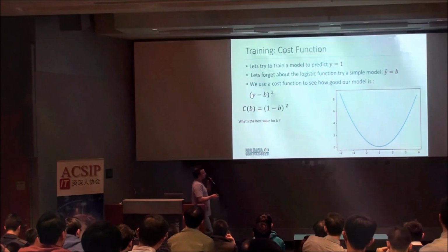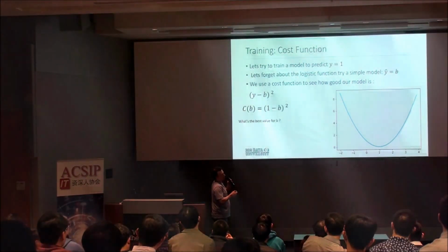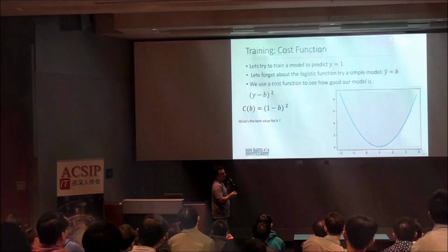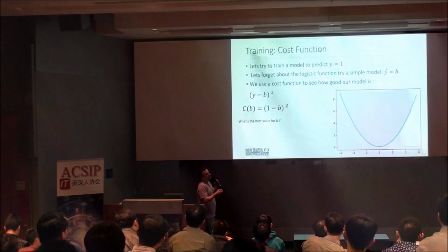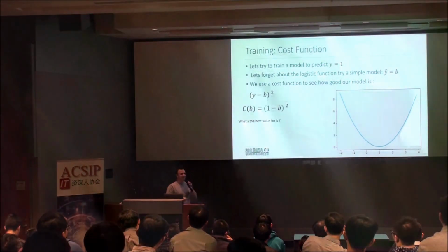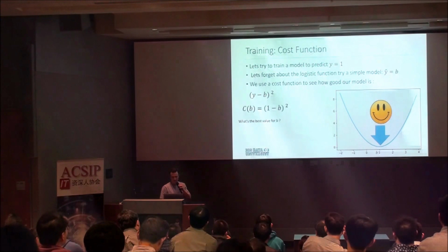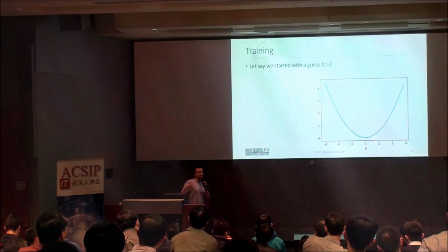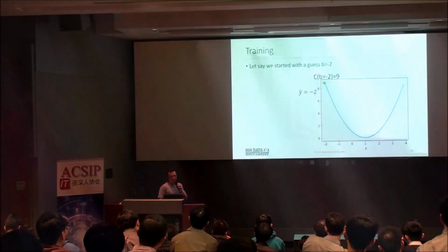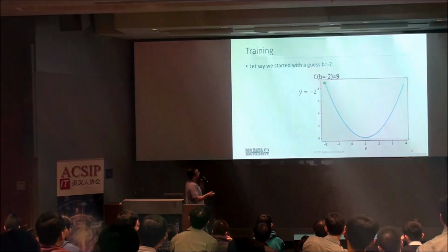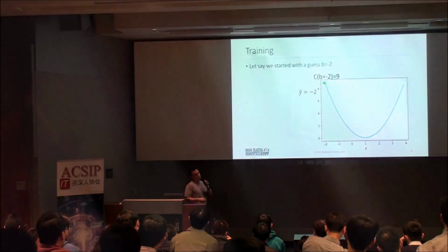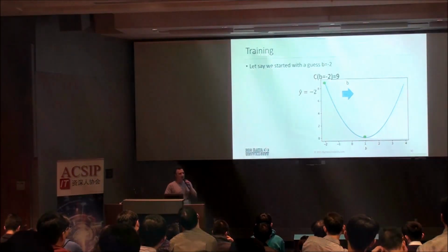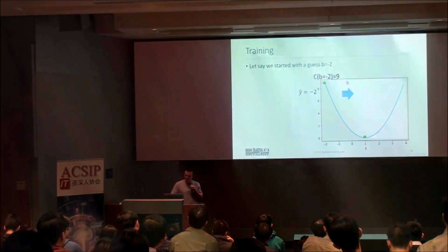And where do we want our cost function to be? Am I getting warmer or colder? Tell me if I'm getting warmer. Okay, I'm getting warmer. So we want a value of b that minimizes this guy. Everybody got it? So usually what we do is we start off with a guess. Let's start off with b equals -2. So this is bad. We want our cost function to be somewhere over here, so we have to push our value of b to be at 1. Everybody got that? Okay, cool.